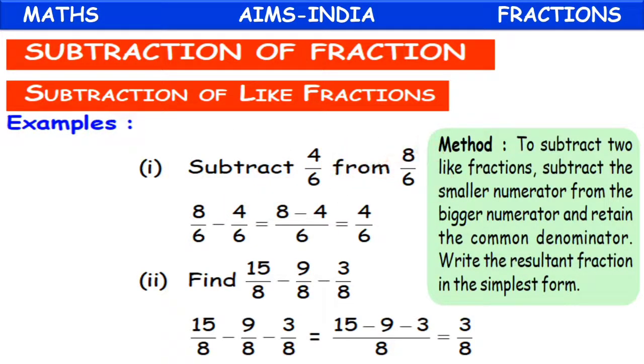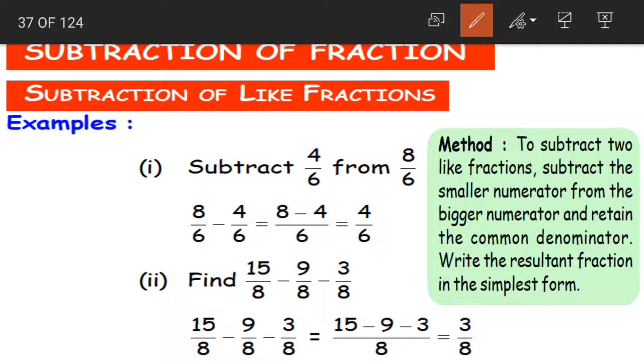Subtract 4 by 6 from 8 by 6. So, how will we write it? 8 by 6 minus 4 by 6. What did we do in addition of like fractions, children? We added the numerators and we wrote the common denominator. Yes, in the same way here, we have to subtract the numerators. 8 minus 4 divided by, write the common denominator, that is 6. Understood? The same way as we add the like fractions. 8 minus 4 divided by 6 is equal to 4 by 6.